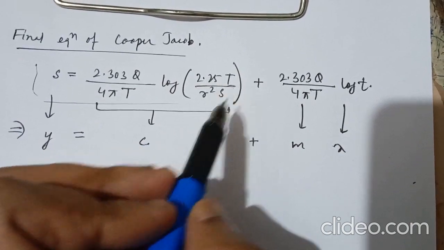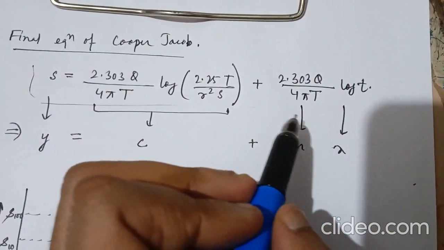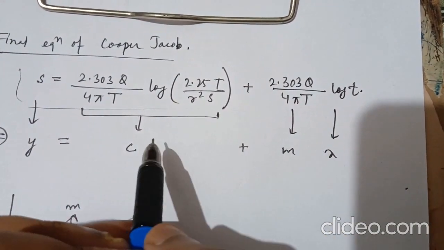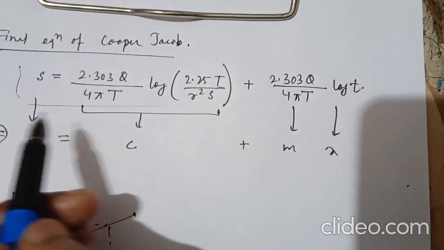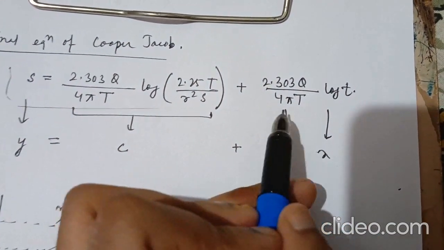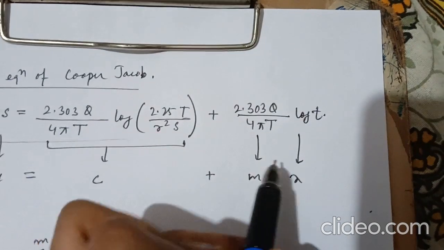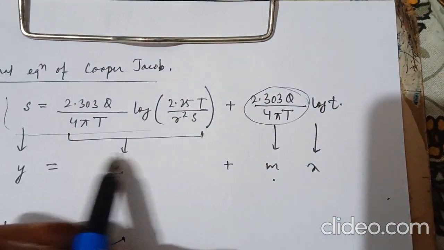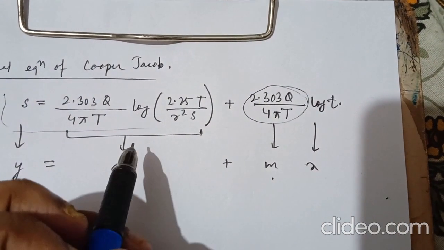So if we see this equation carefully, we can see that this is a kind of straight line equation, that is y equal to mx plus c, or c plus mx, whatever. So if we put s as y and log t as x, then this parameter will be our m, that is the slope, and this whole parameter will be our c, that is the intercept.